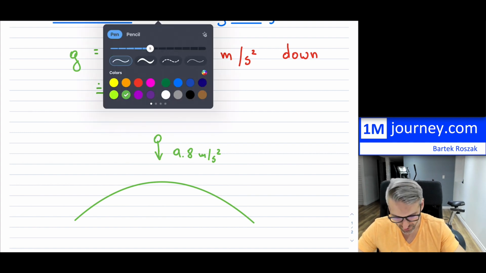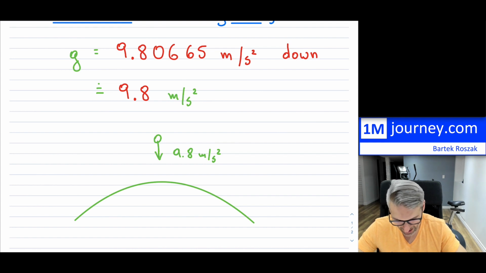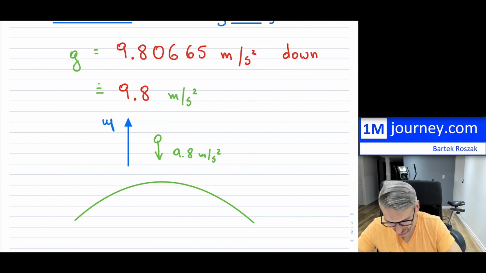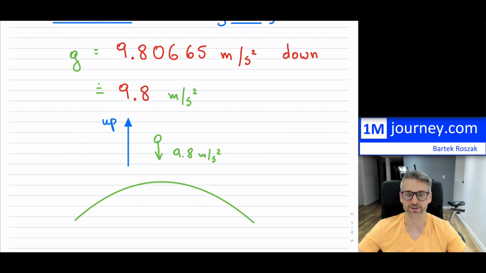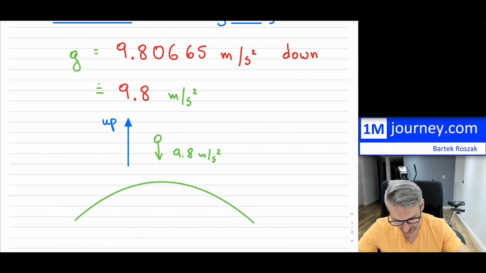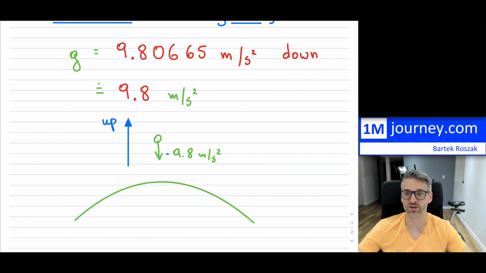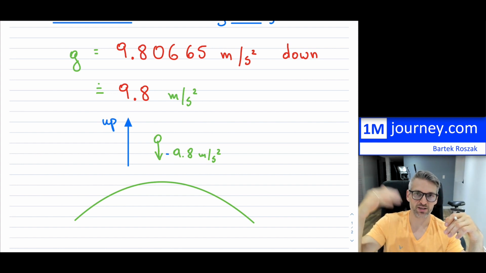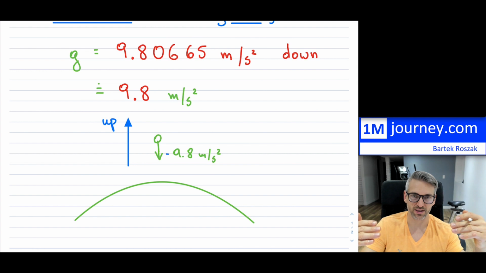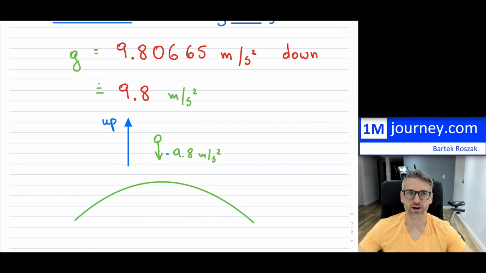Now, if for whatever reason, and this is what you have to be careful about, you have your reference and you say that up is positive, then all of a sudden this becomes negative 9.8, because obviously it's in the opposite direction of up. So just be mindful of this with gravity. It shouldn't cause you any harm which way you define it, whether up is positive or down is positive. Just be consistent. Whatever you choose as your reference point, stick to that throughout.